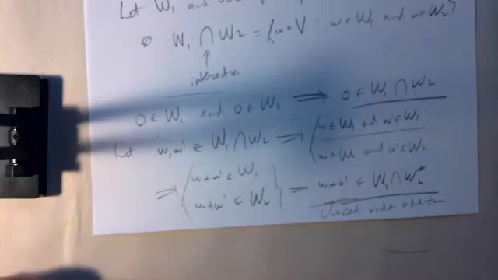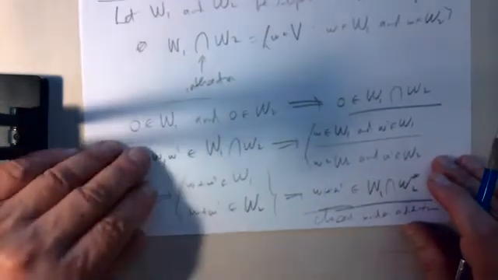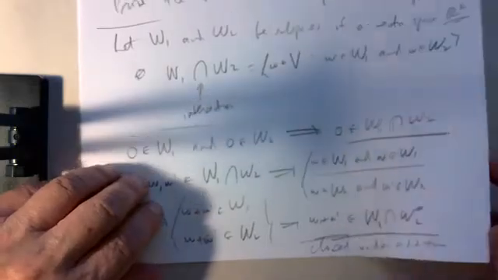Right? You have to remember there are 3 conditions for a subset of a vector space Rn to be a subspace. It has to contain 0, has to be closed under addition. It also has to be closed under scalar multiplication. So we need to check scalar multiplication.